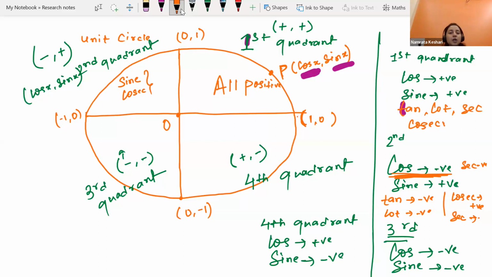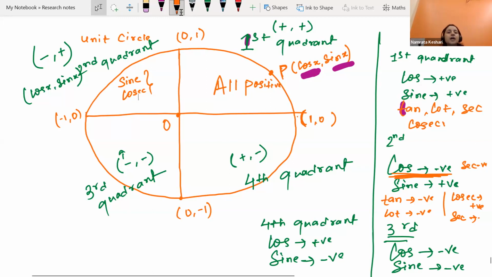In the first quadrant all are positive, since sine and cos both were positive, and due to that the remaining trigonometric ratios came out as positive. In the second quadrant, sine is positive. Due to that cosec is also positive, and all the remaining trigonometric ratios are negative. In the third quadrant, sine is negative, cos is also negative.